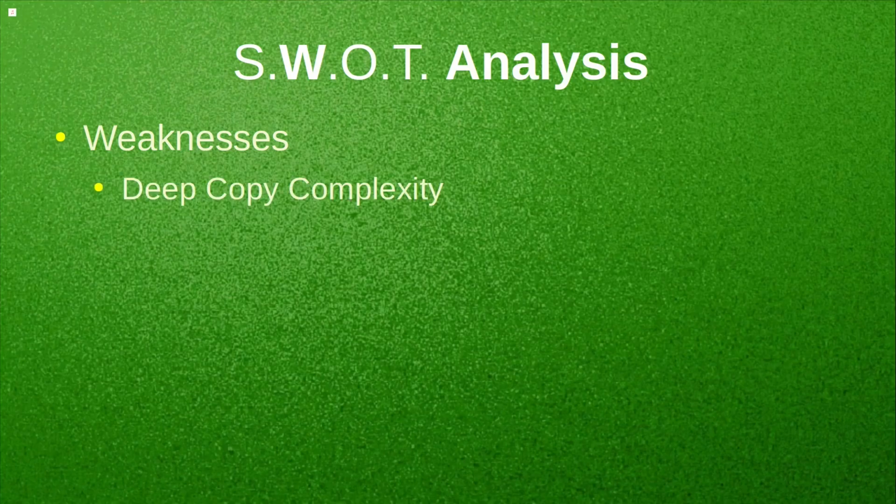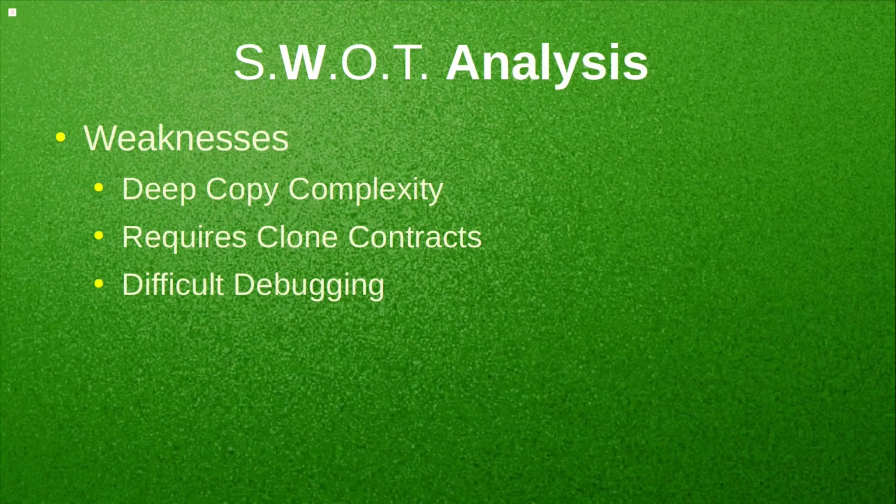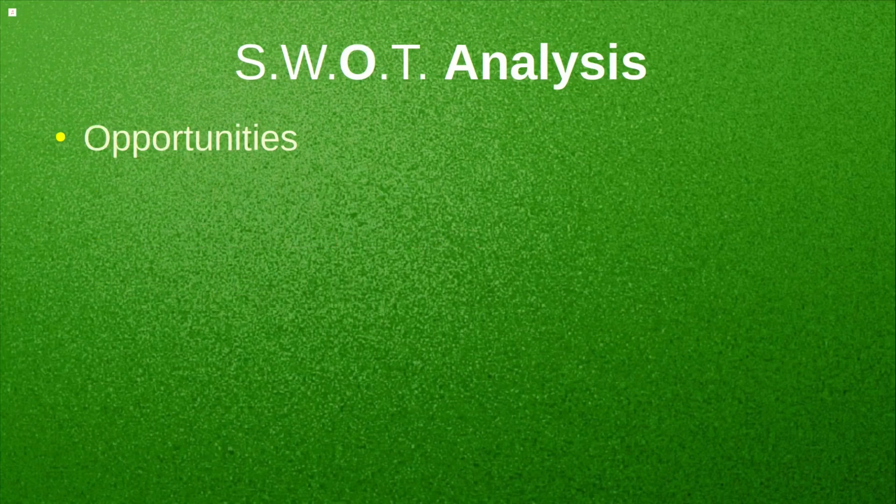Weaknesses. Deep copy complexity. Implementing deep copies in C++ can be error-prone, especially when objects contain pointers or dynamic memory. Requires clone contracts. Every class must implement a virtual clone method, which can add overhead and complexity to the class hierarchy. Difficulty debugging. Debugging cloned objects may be harder if the cloning process doesn't correctly replicate internal state or references.